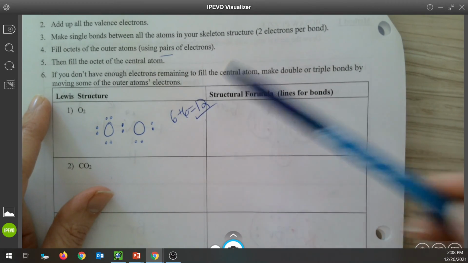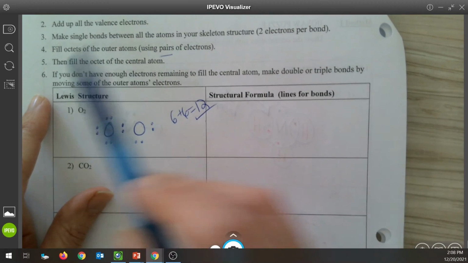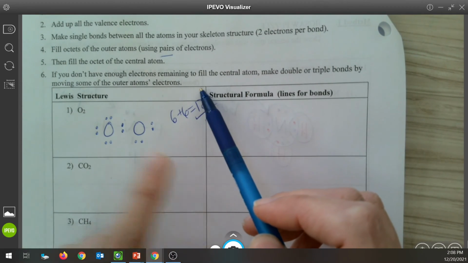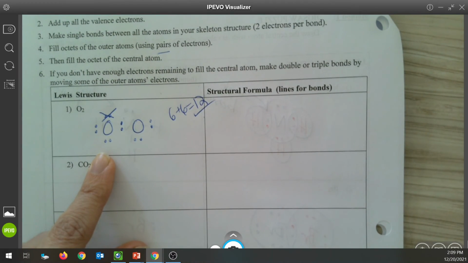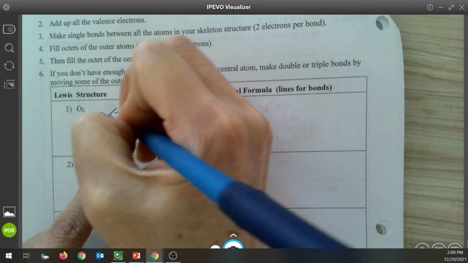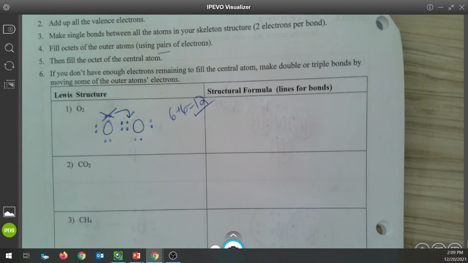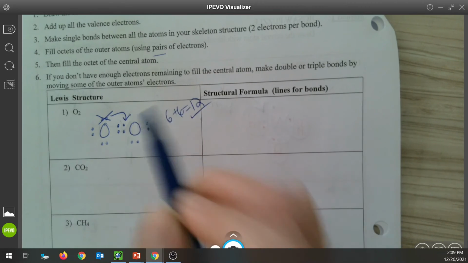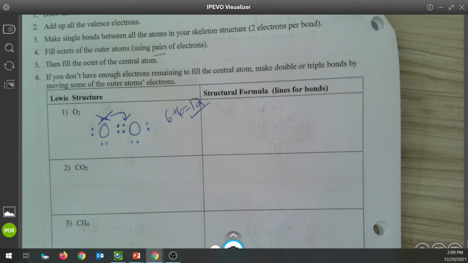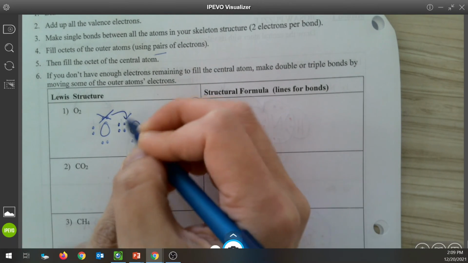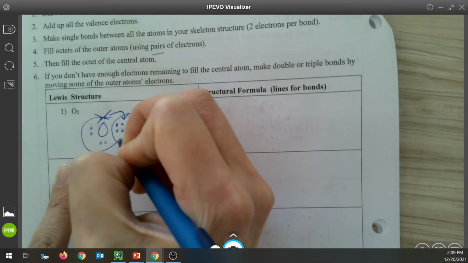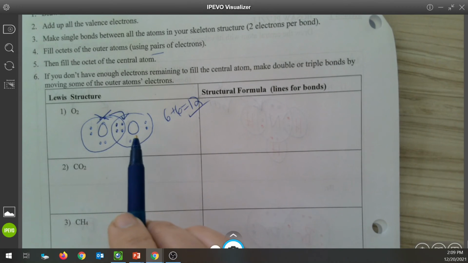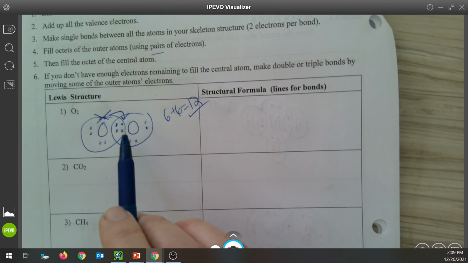So if you don't have enough electrons, step 6, make double or triple bonds by moving some of the outer atom's electrons. Go to the one that has enough. This guy has enough. Cross out 2 and draw an arrow. You're going to move them to the middle, like that. Be sure you draw the arrow so you know where those came from. So the one that had enough has to share more than it's sharing. Now this one still has 8, but now this one has 8 as well. Those 4 in the middle count for this oxygen, and all 4 count for this oxygen.